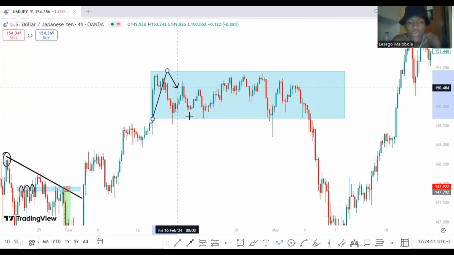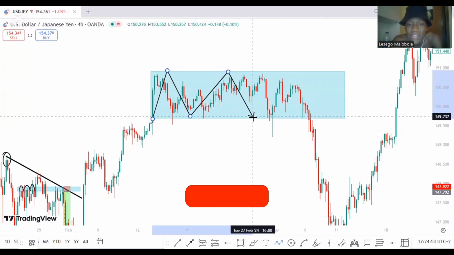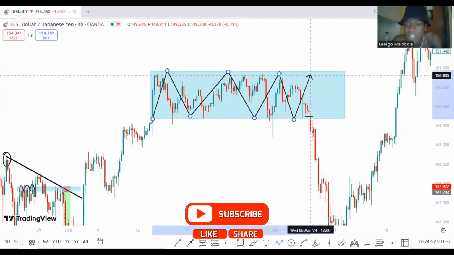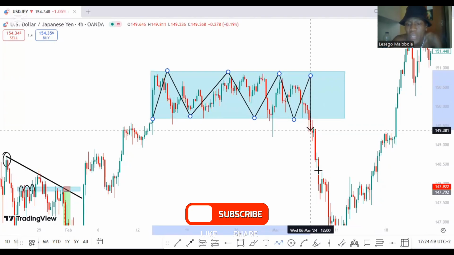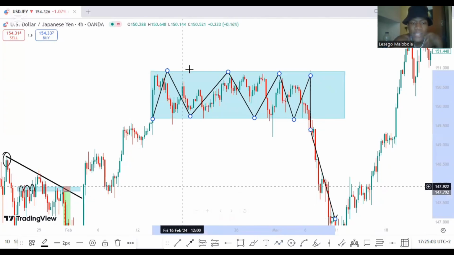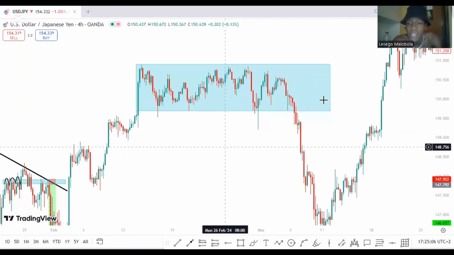It's simply just moving sideways, guys, not giving us any clear direction whether it's going up or down. Once price broke below, this is when price actually gave us a direction, and it's now shooting down. But when you're inside a ranging market, guys, don't trade this type of market.